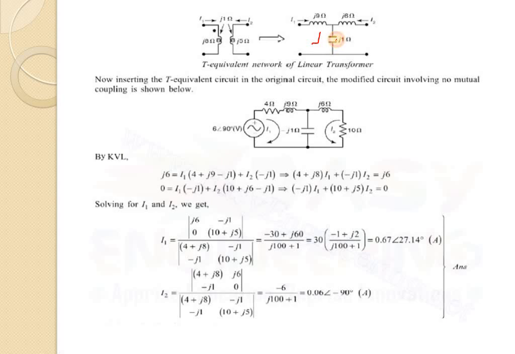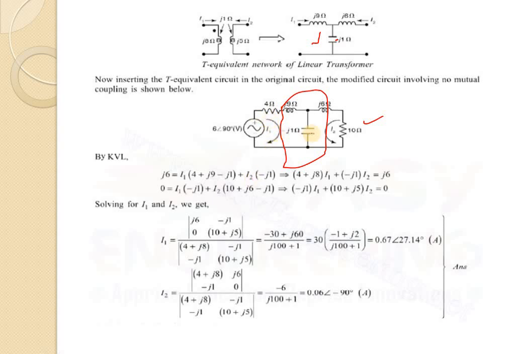This is minus j1. Now, inserting the T-equivalent circuit in the original circuit, our actual circuit becomes like this. This part, which was previously the mutual induction part, has been converted to this form, and we have overlapped it with the previous circuit. So now the circuit looks like this. We can apply KVL in different loops and form the mesh equations.